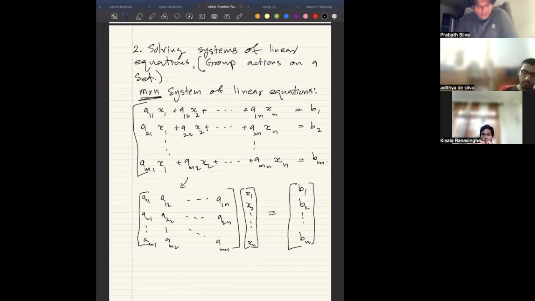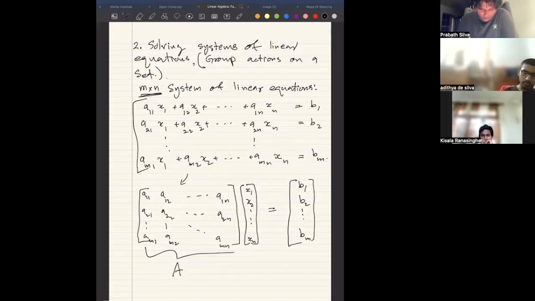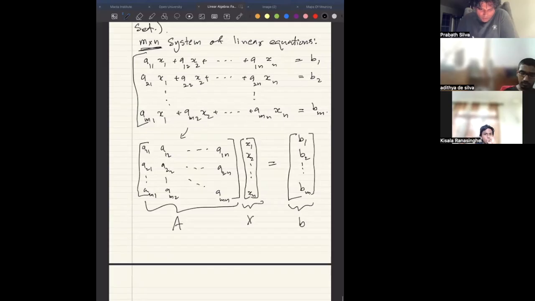Okay, and if you multiply these two matrices, let's call this thing matrix A, and let's call this matrix X. Let's call this one B. Okay, so the system can be written this way: AX equals B.